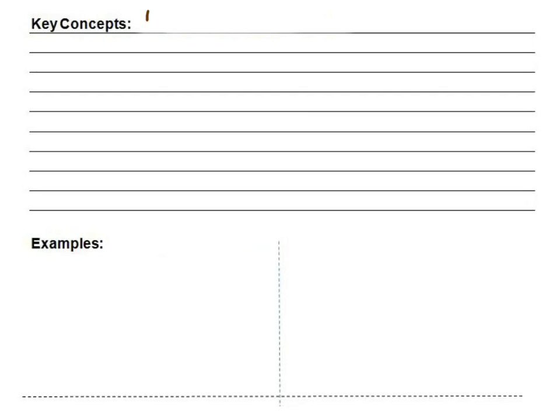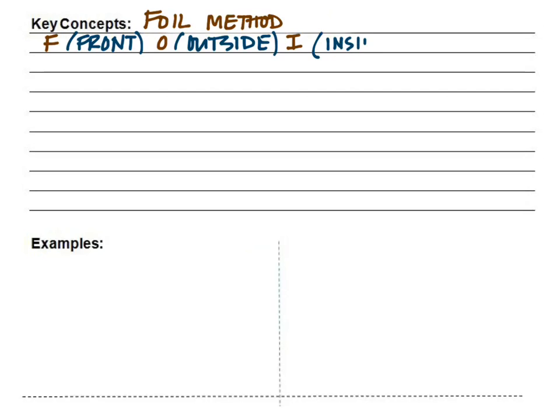So let's take a look at the method. Again, we're talking about the FOIL method, and this stands for something. So F stands for front. The O is standing for the outside, the I stands for the inside, and the L, the last. So we're going to take a look at the concept. I'm going to start off with the binomial x plus 3 multiplied by the binomial x minus 7. Now I know I perhaps went a little fast. Please be sure to pause and catch up with us as you need.